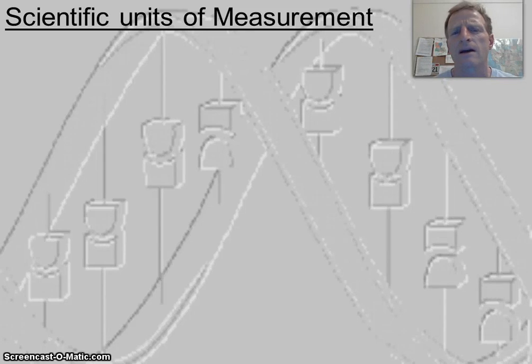I want to talk about some of the scientific units of measurement we're going to use this year in biology. Sometimes they're called SI units, for System International. Sometimes we just call them the metric system. So hopefully these are units that you're somewhat familiar with, but we want to go over them again because we're going to be using them this year.